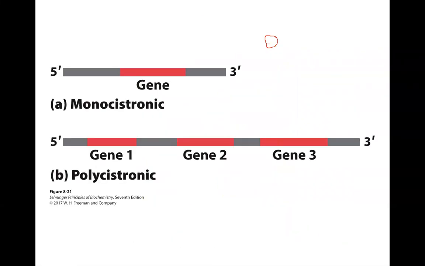Yeah, so if the messenger RNA codes for one gene only, it's called monocistronic, and if it codes for a few genes, like 3 genes here, it's polycistronic, right? So messenger RNAs differ in their length and the number of genes they can encode for.